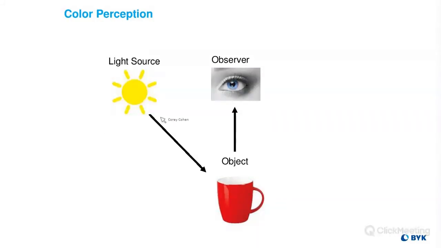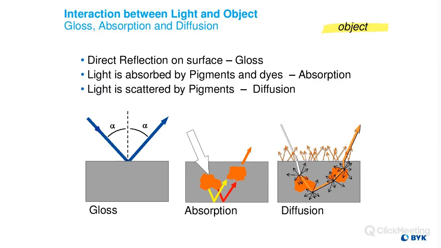So we've talked about light source, we've talked about observer. Now we just need to know what's going on with the object. So when light hits an object, there are a few things going on. One thing that's going to happen is you're going to get direct reflection off of the surface, and that's the gloss reflection. So glossy surfaces are going to have a stronger gloss reflection, or what we call the specular reflection. And that light that's bouncing off of that surface, that gloss reflection, is not undergoing any interaction with that material. It's just bouncing right off the top.